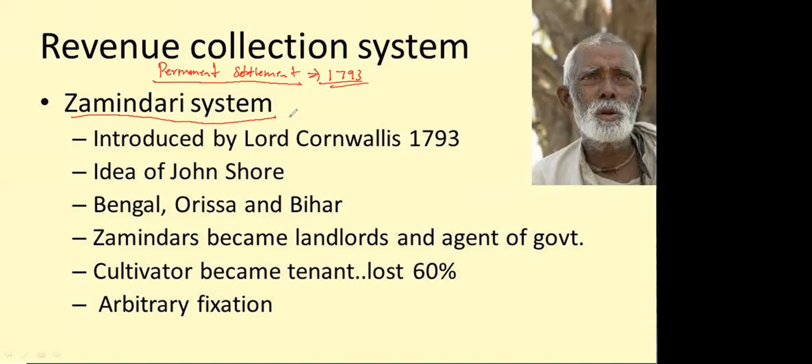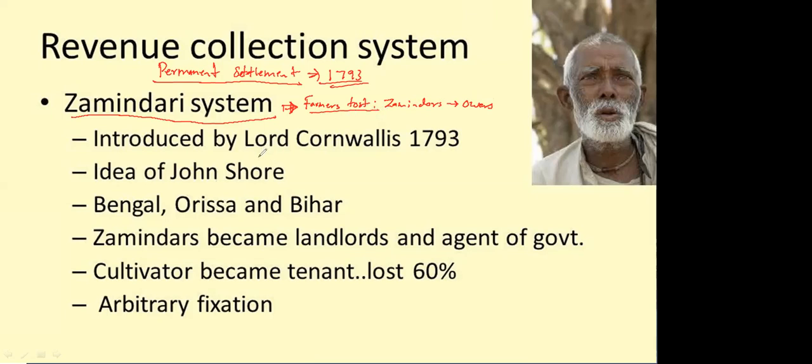This was implemented in the various regions of the Bengal province: East Bengal, West Bengal, Bihar, Jharkhand, Odisha, and some parts of Assam. So they recognized the tax collectors as the owners of the land, as zameen holders. This new class of owners of the land was recognized, and the peasants and farmers lost their land. A new class of people, zamindars, were recognized as owners of the land, and they had to pay revenue to the British East India Company regularly.